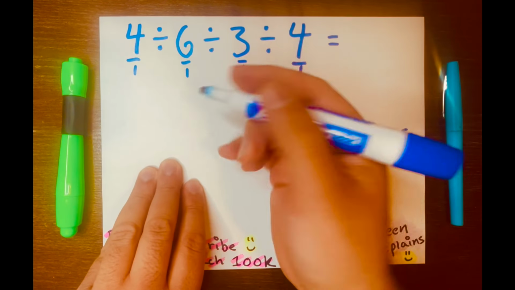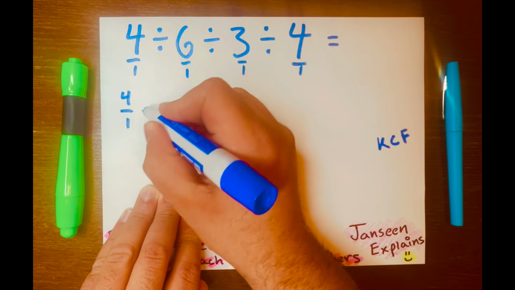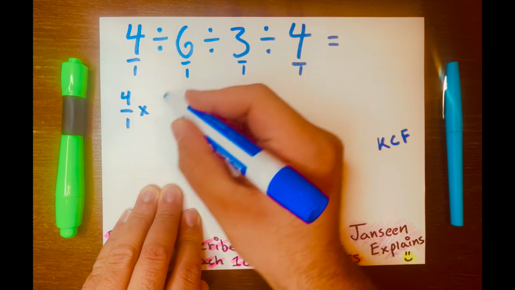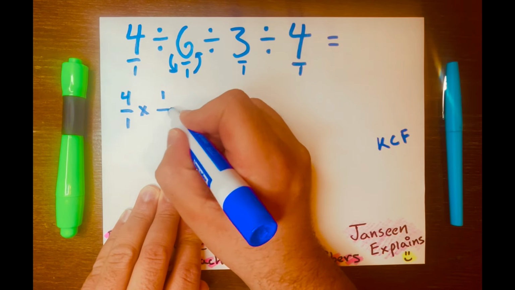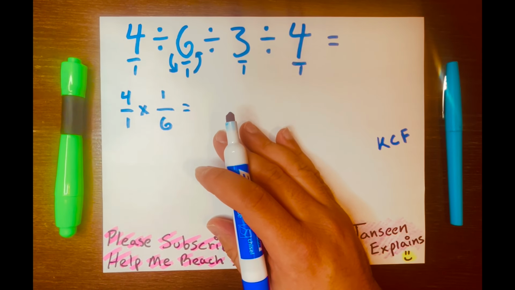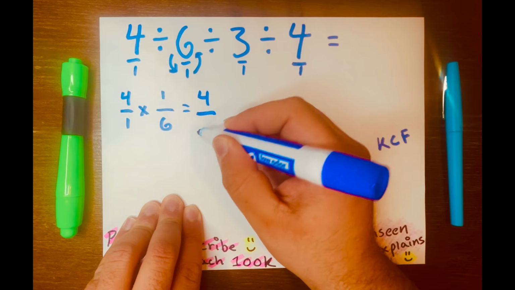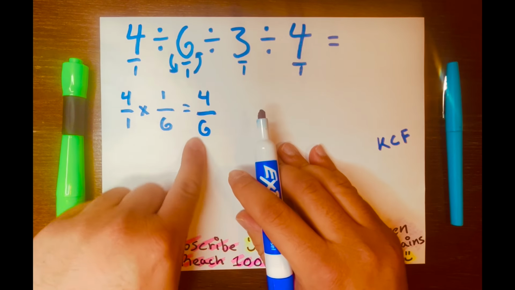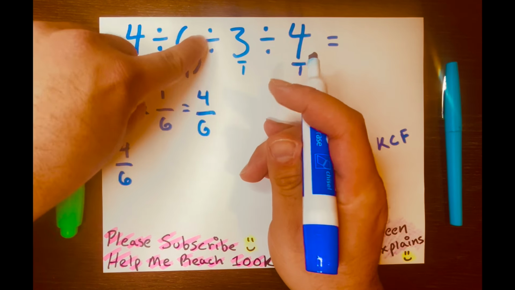So, all right, we keep the first part, 4 over 1, change division to multiplication, and then we're going to flip the last part, which is 1 over 6, and then multiply across. So 4 times 1 is 4, and 1 times 6 is 6, and then we'll write this here, 4 over 6, and then we move on to the next.